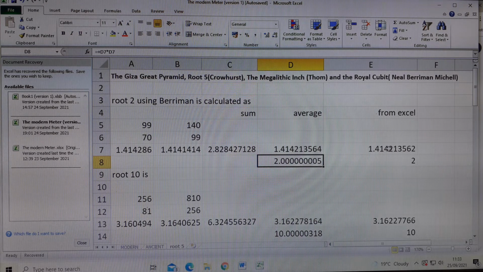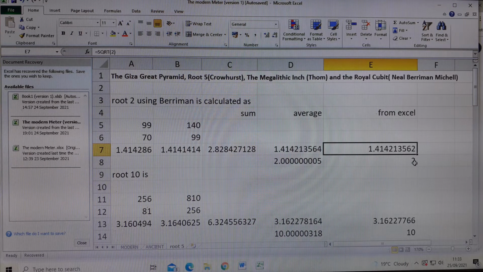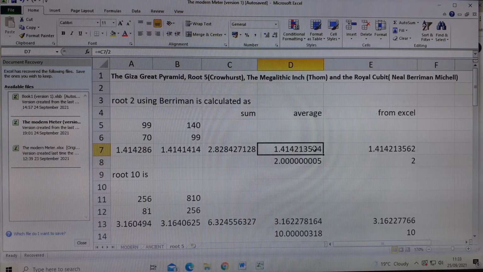And then the one from Excel is this, and that multiplied by itself actually gives 2. So we can see the difference, and it's 6,4 there and 6,2 there. So what a fabulous calculation this is that Berriman has given us. And this methodology that they've used here then, I started to look at other universal constants, and the first one was root 10, because I realised immediately that Egyptian pi must be an approximate for root 10.